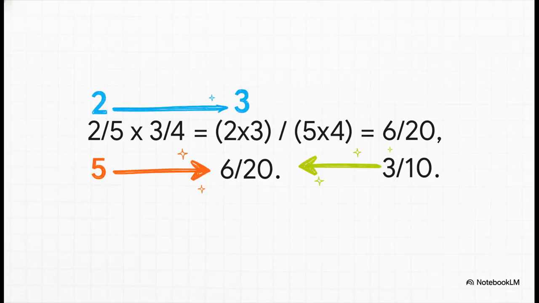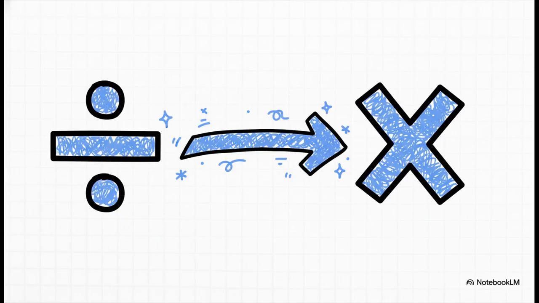Let's see it in action here. 2/5 times 3/4. Okay, tops, 2 times 3 is 6. Bottoms, 5 times 4 is 20. That gives us 6/20. A quick simplification, divide them both by 2, and we get our final answer, 3/10. Done. Okay, what about division?